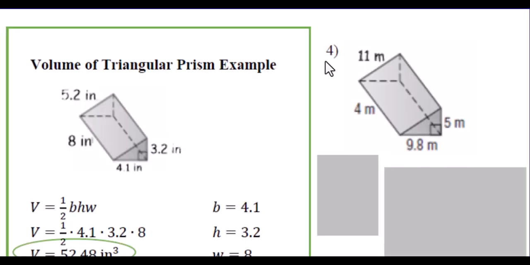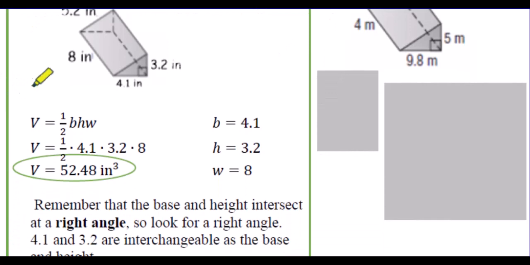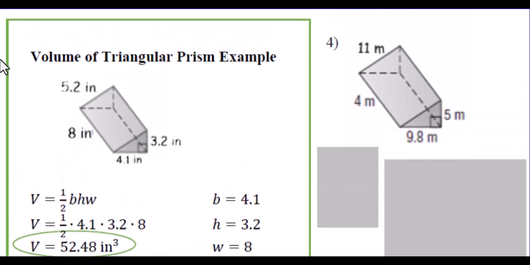All right, so let's get into our volume of triangular prism examples here, which are 4, 5, and 6. So when we look at a triangular prism, keep in mind our formula is half times the base times the height times the width. So when I'm looking at my example that's typed up for us in between questions 3 and 4, I'm looking for my base and height. And remember, they're going to intersect at a 90-degree angle, which I can see right here in my triangular prism. So I'm going to let my base be 4.1 and my height be 3.2 since they meet at a 90-degree angle. The width of our prism here, again, is the distance between your two triangular bases. So that is going to be 8 inches.